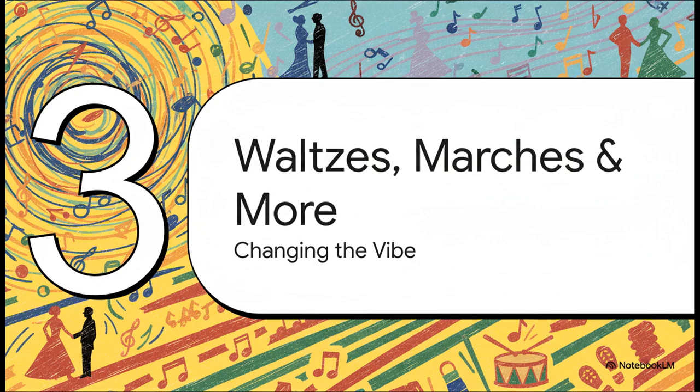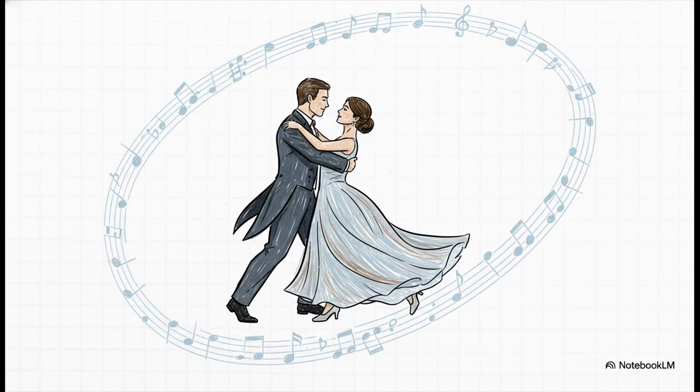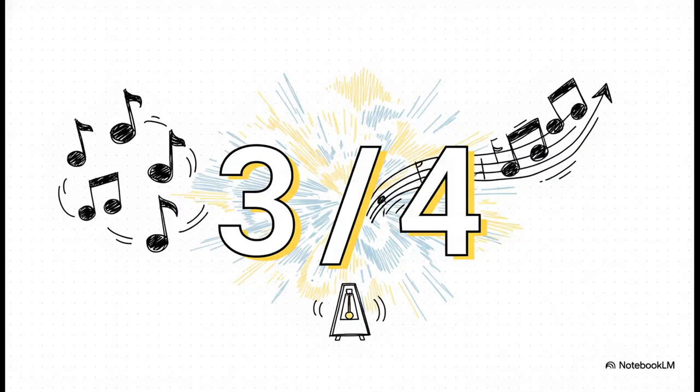Okay, but what happens when we start messing with those numbers? Well, that's when you get completely different vibes. Music can instantly go from a dance party to a graceful waltz or even a powerful march. Let's start with a time signature that kind of feels like it's spinning or swirling in a circle. We're talking about the 3/4 waltz. Here it is, 3/4 time.